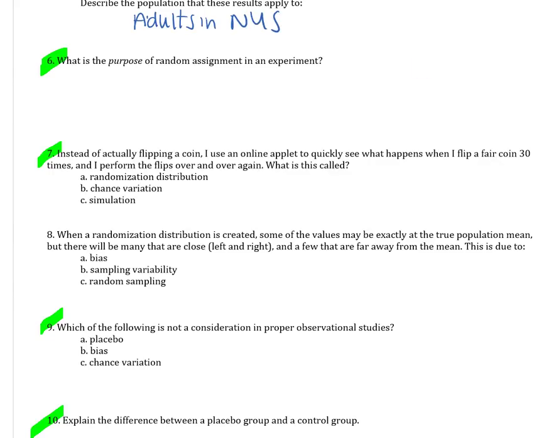Okay. Instead of actually flipping a coin, I use an online applet to quickly see what happens when I flip a fair coin 30 times, and I perform this over and over again. This is called a simulation. And that's what I've done for you guys in class with that Rossman Chance applet. So I'll actually show you that real quick.